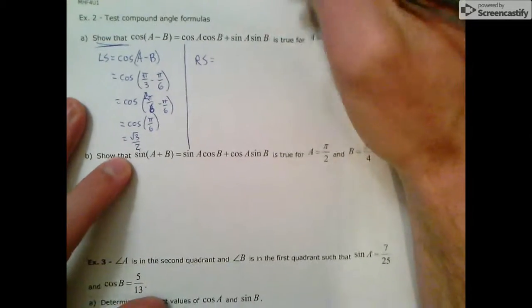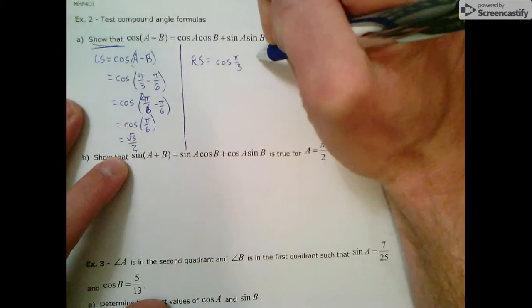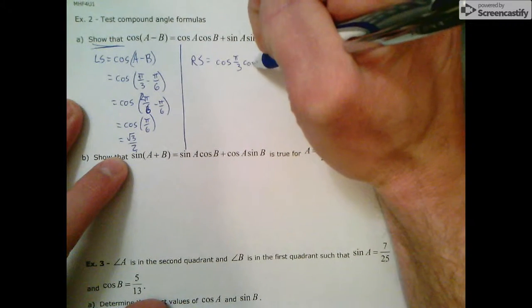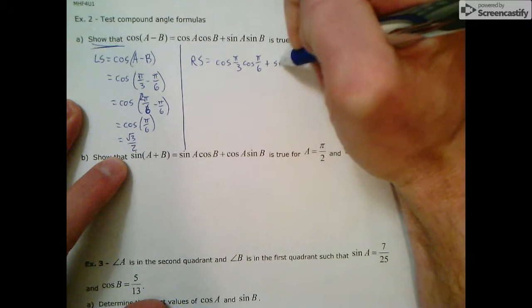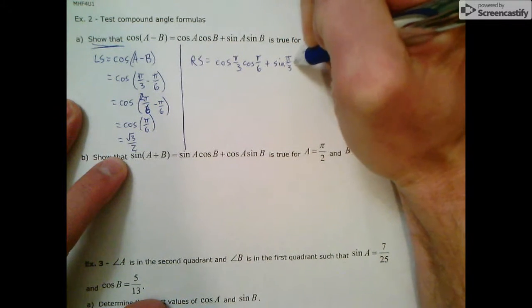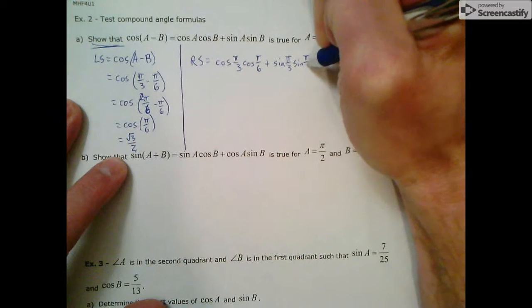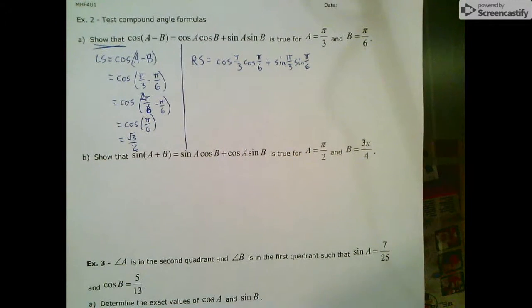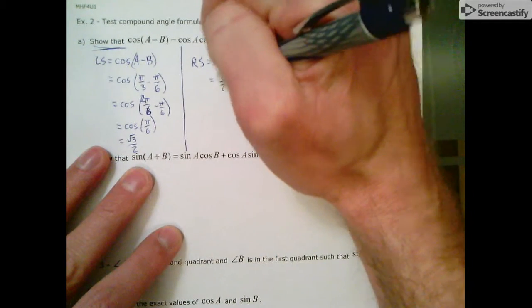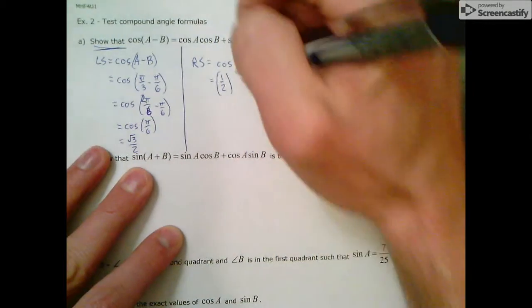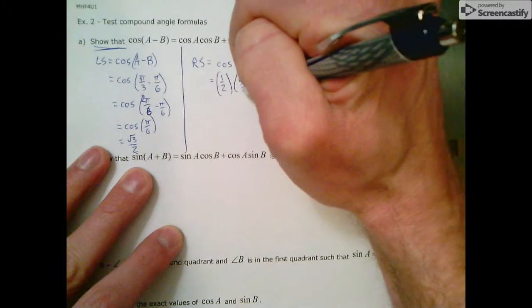And the cos of A, which is pi over 3, times the cos of B, which is pi over 6, plus the sine of pi over 3 times the sine of pi over 6. So I'm going to have to put all these guys together. Luckily, I know all these values. The cos of pi over 3 is just a half. The cos of pi over 6 is root 3 over 2.